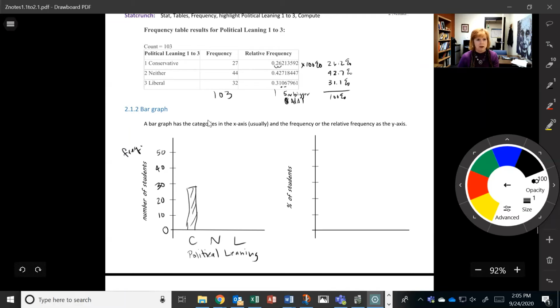44 neither. So I'm going to create a bar here, and I'm going to make its height 44. And I want the width to be about the same for each bar. We're going to let software do this, so it'll definitely keep the widths exactly the same. And then liberal, I've got 32, so just a little bit more here. 32.